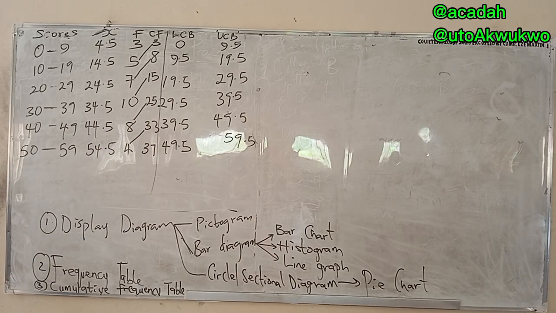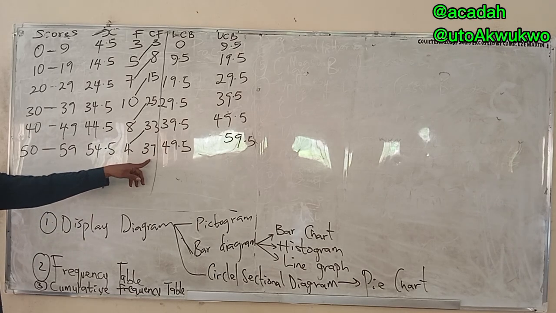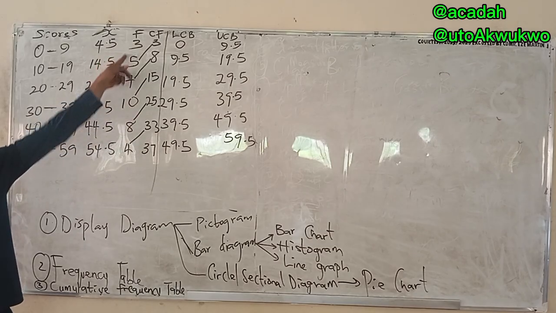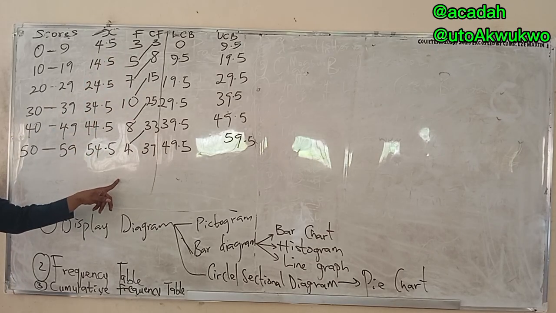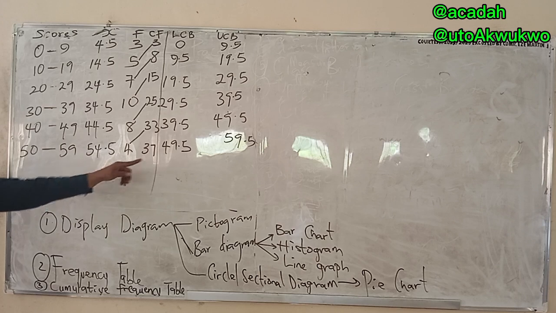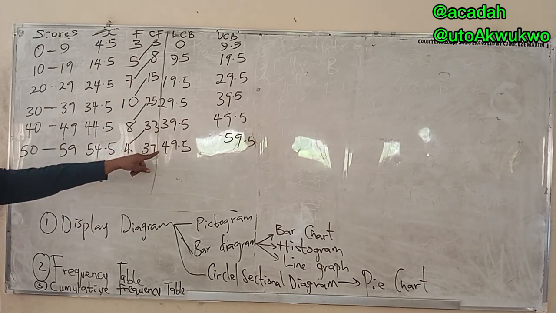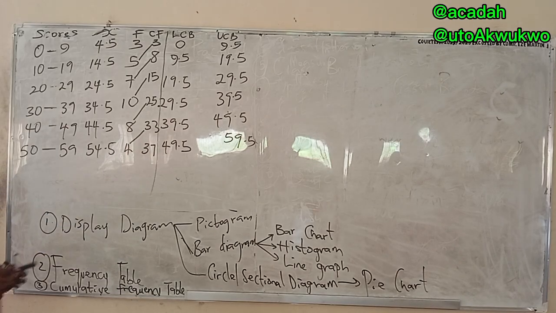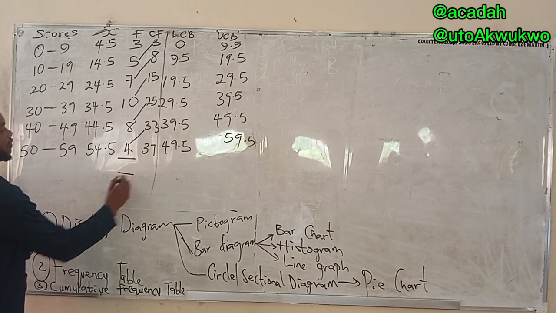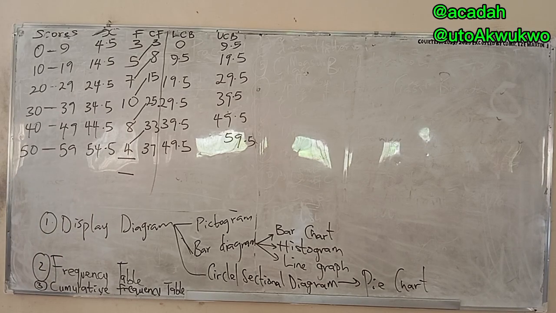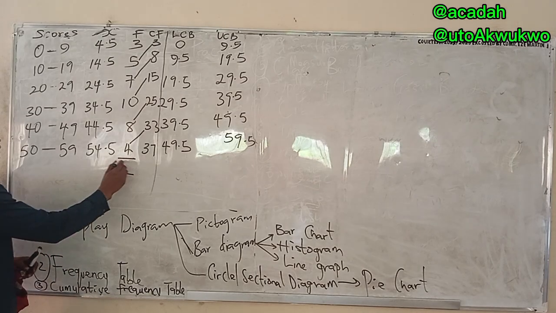And this cumulative frequency always helps you total your frequency. By the time you come to this, this is 37. If you sum up this frequency, you notice that it will be 37. The last value of your cumulative frequency tells you the total of your frequency. So if you check, by the time you sum this frequency, you should have 37.